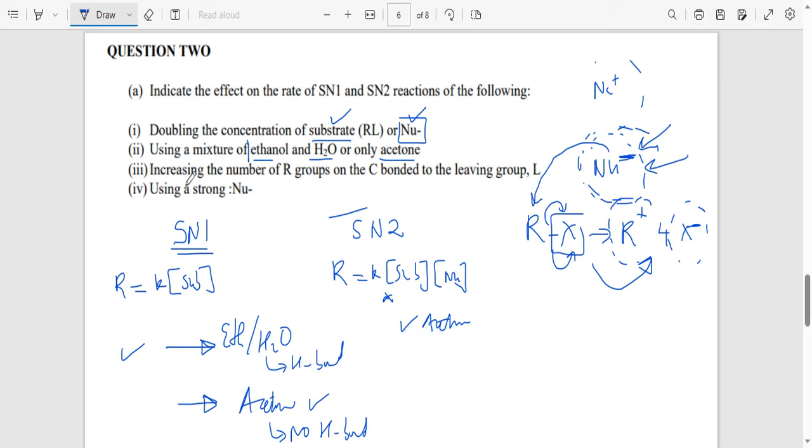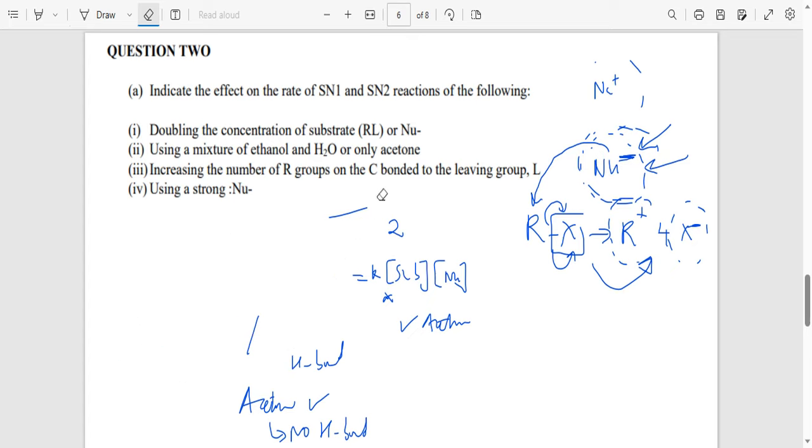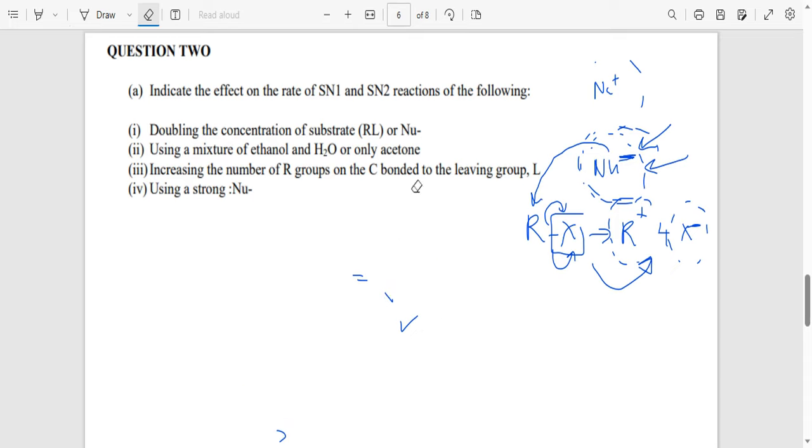Now let's consider three: increasing the number of R groups on the carbon. What is going to happen on the carbon that contains the leaving group? The leaving group is simply the halogen. That is what we call the leaving group, and it is found of course on the substrate, which is the alkyl halide. Then what is going to happen in such a case?